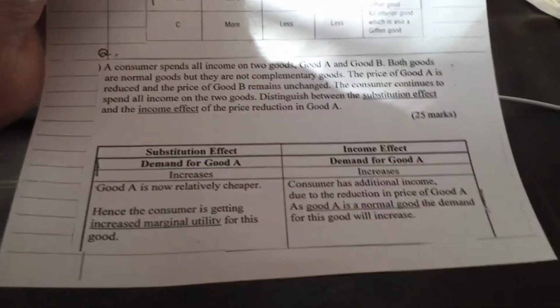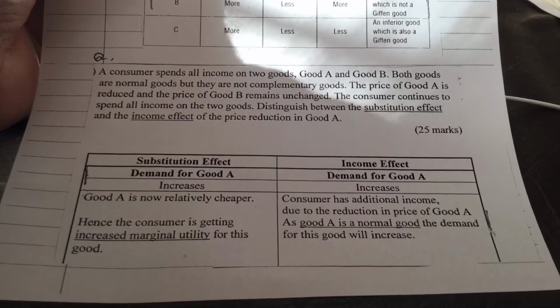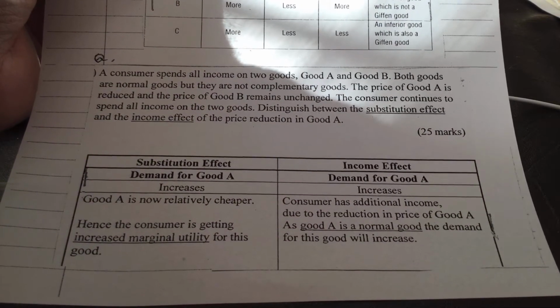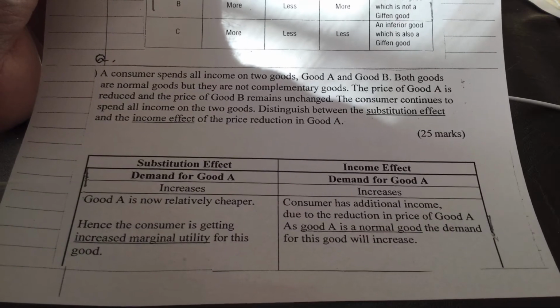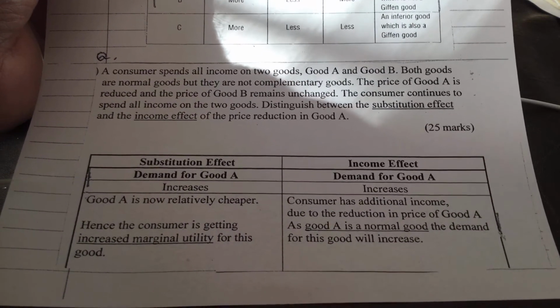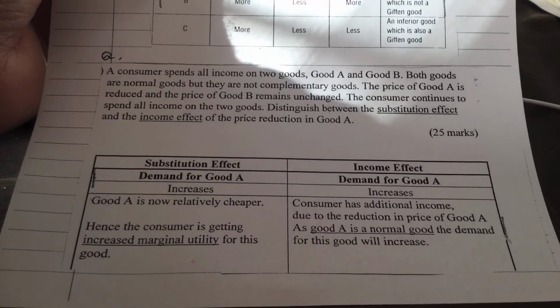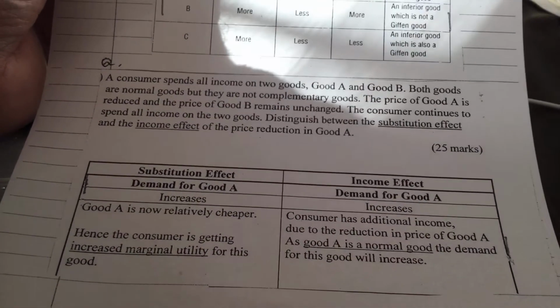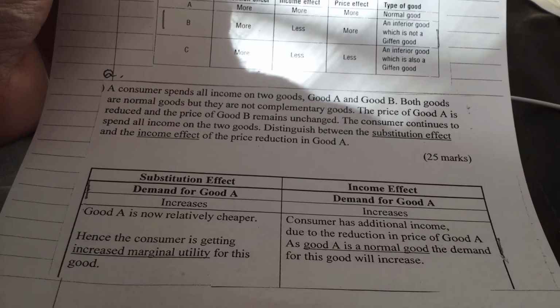And a second type of question that has come up before: a consumer spends all his income on two goods, good A and good B. Both goods are normal goods. Now what does that mean? That means that as income goes up, demand goes up, but they are not complementary goods. They have no relationship to each other.